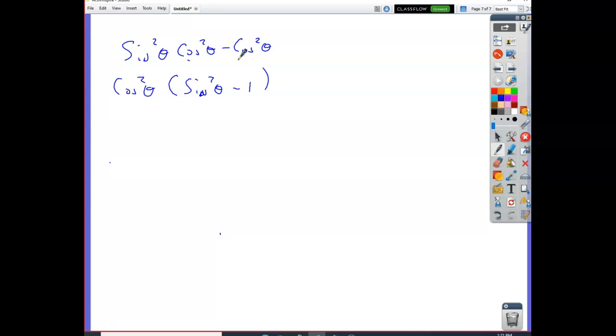You do know one thing, though, right? Mr. Mansion, what do we know about sine? We got sine squared up there. We got cosine squared up there. What do you know about sine squared and cosine squared? That they make one, if they're added, right?